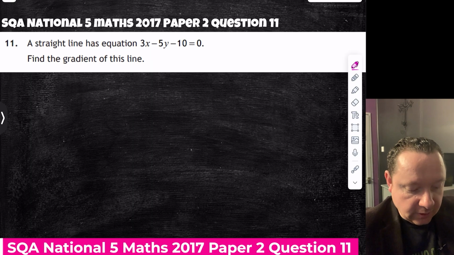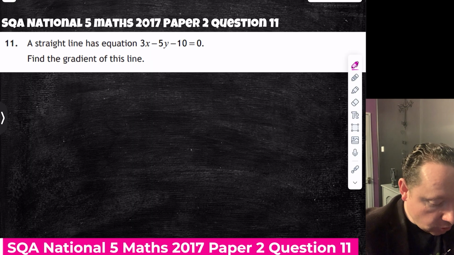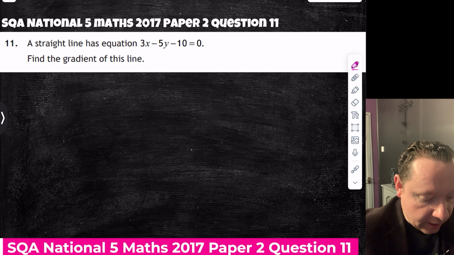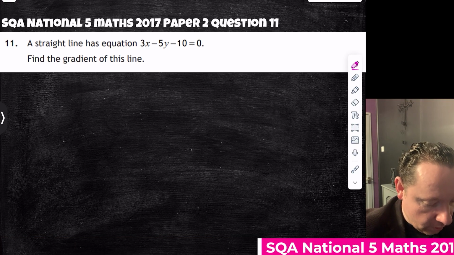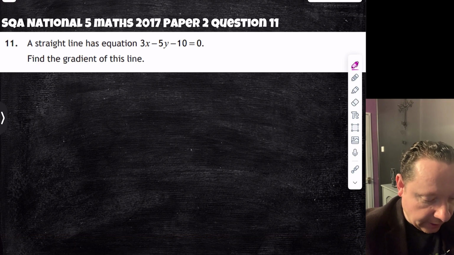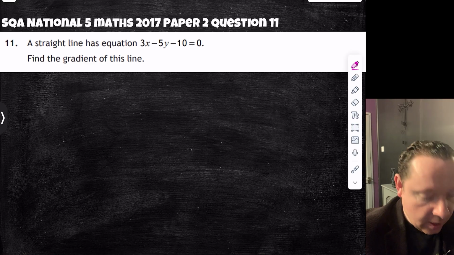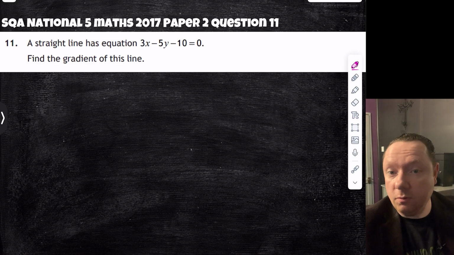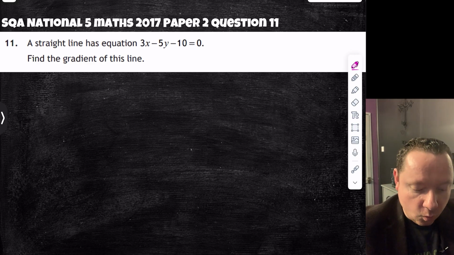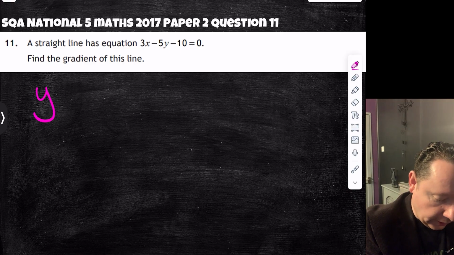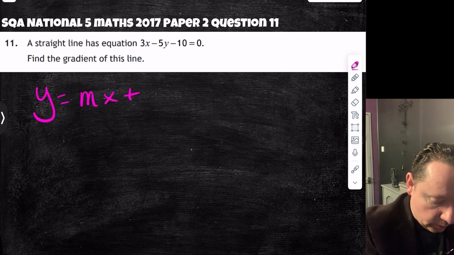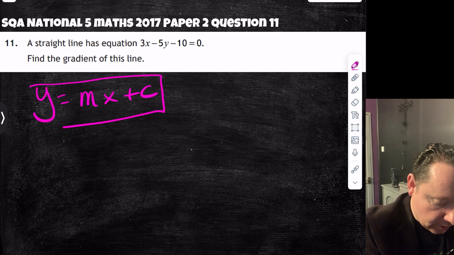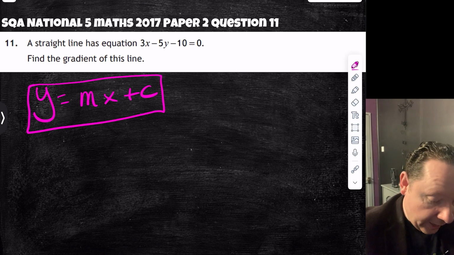SQA National 5 Maths 2017 Paper 2 Question 11. A straight line has equation 3x minus 5y minus 10 equals 0. Find the gradient of this line. So to find the gradient of a line, we're either using the gradient formula if we've got points, but we've not got points, or we're rearranging in the form y equals mx plus c. So we need to make it look like this because then m is the gradient, which is the number in front of x, when it's in this form.